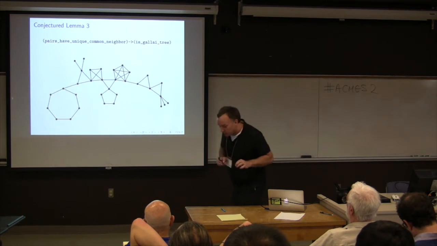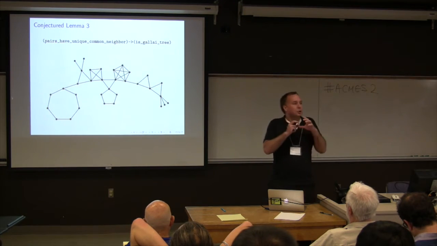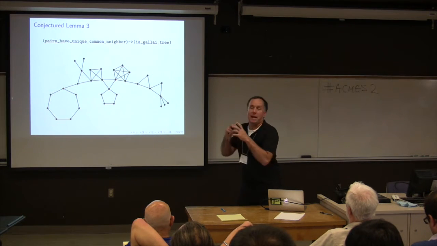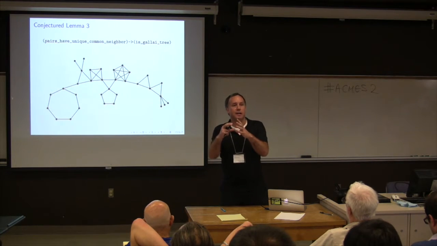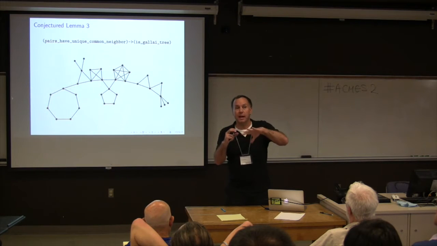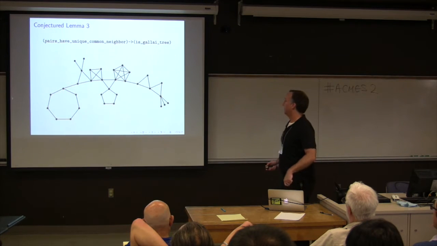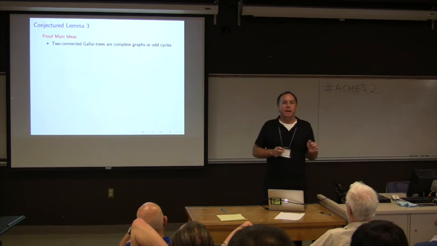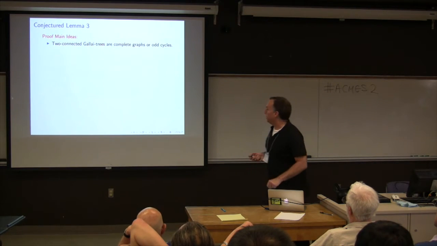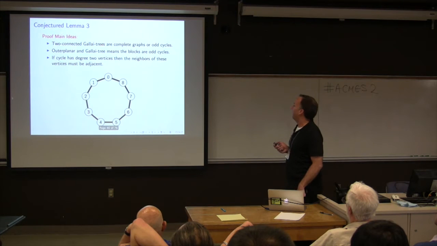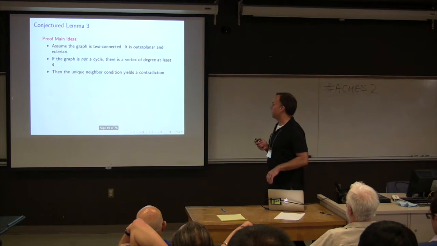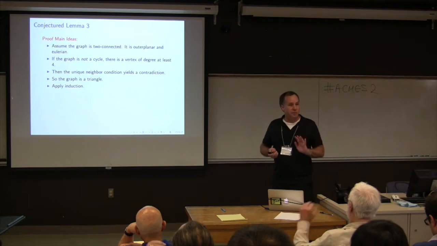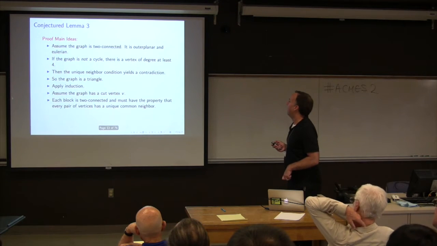This is what a Galley tree looks like. These are graphs where the blocks, the maximal 2-connected areas, are either complete graphs or they're odd cycles. Okay? Now it turns out that this can be proved. I'm going to scroll through this. I'm going to skip all the ideas, but I think the slides are going to be posted, or you could talk to me. But this can also be proved.